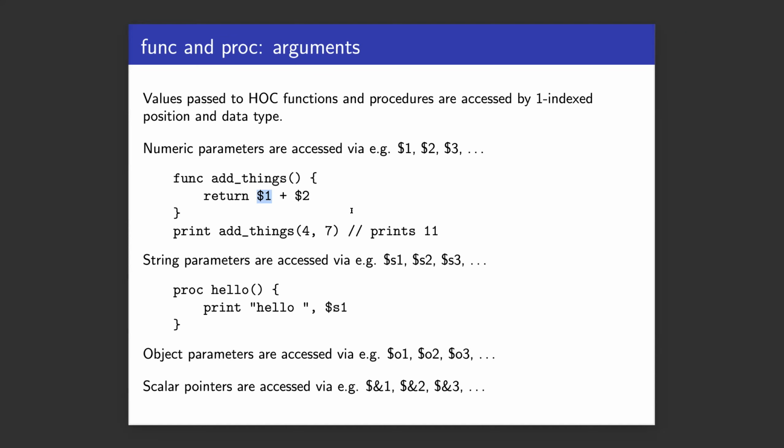Oh, one doubt. If the first argument is a float and the second argument is a string, would I say $1 and $S1 or $S2? Precisely. Well, no. If the first argument's a float and the second argument's a string, it's $S2. Okay, thanks. So the number is always the literal position.